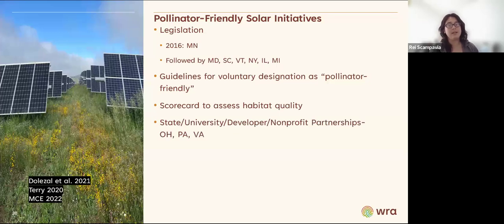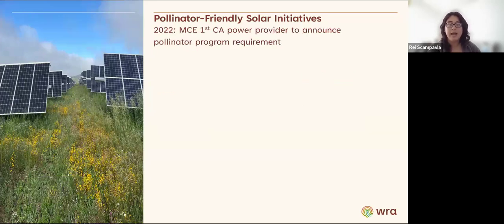There are other states that have not developed legislation for pollinator-friendly solar initiatives, but have developed partnerships between state agencies, universities, developers, and nonprofits to provide similar guidelines and scorecards. In 2022, Marin Clean Energy became the first California power purchaser to announce a pollinator program requirement for the purchase of power from solar farms.